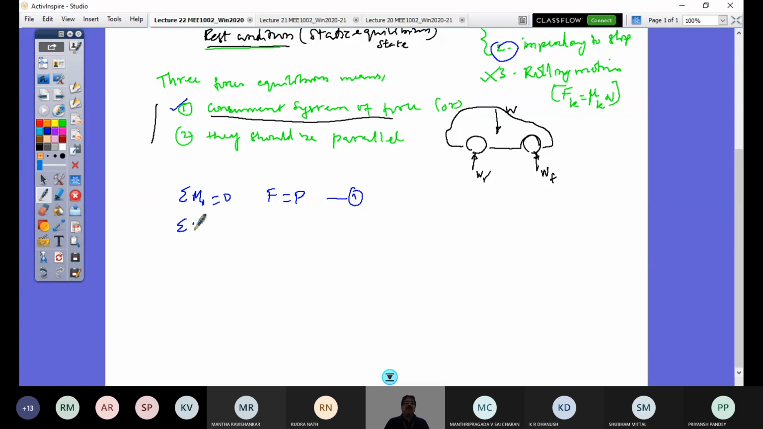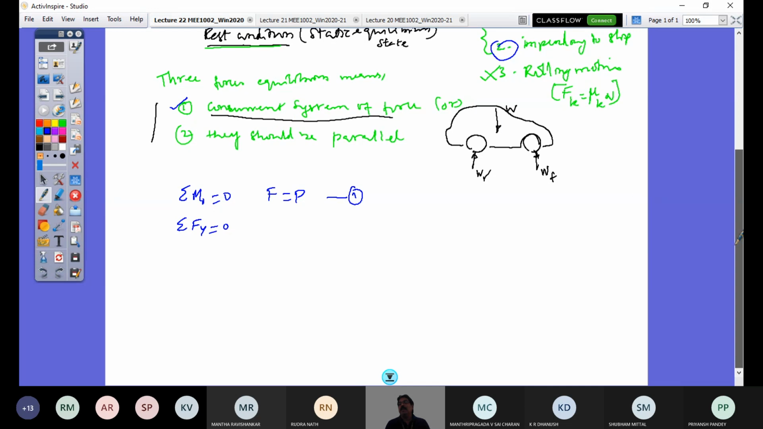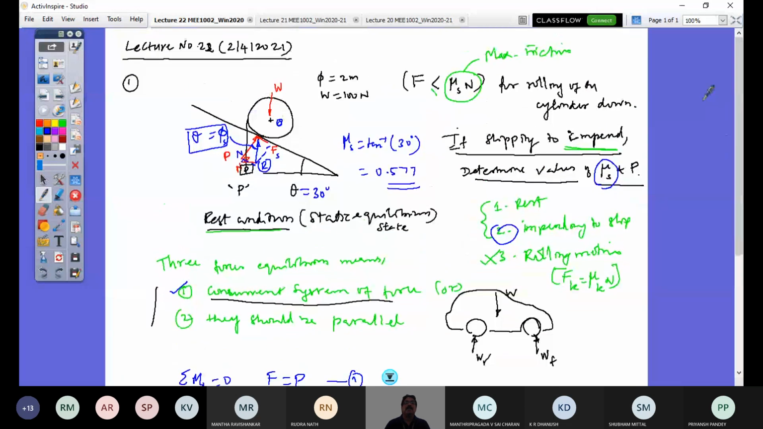So having the second equation, sigma Fi equal to 0. So what is my y direction here? I'm going to consider my y direction as normal direction to the slope. This is y and this is x. And I'll take this positive convention. Down x is positive, up y is positive. So this is the convention if I follow.